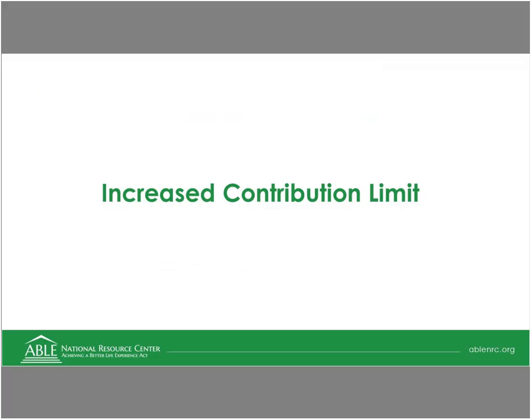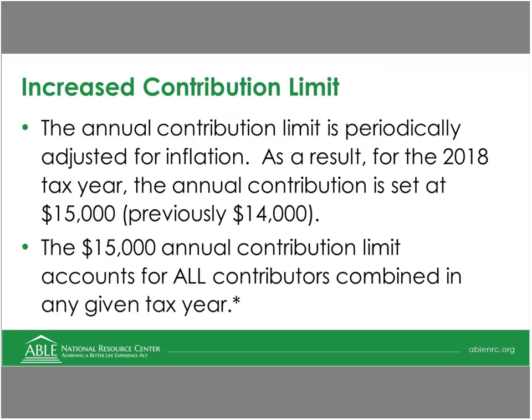So let's start with the first one, increased contribution limit. The annual contribution limit is periodically adjusted for inflation. As a result, for the year 2018, that tax year, the annual contribution is now set at $15,000. Previously, in 2017, it was at $14,000. The government adjusted it for inflation.